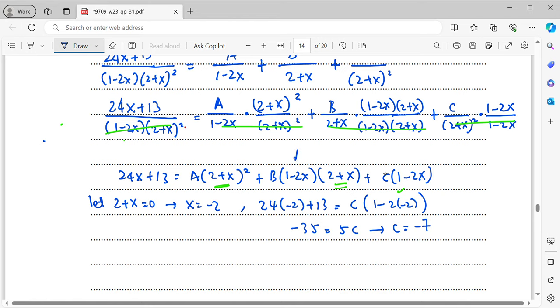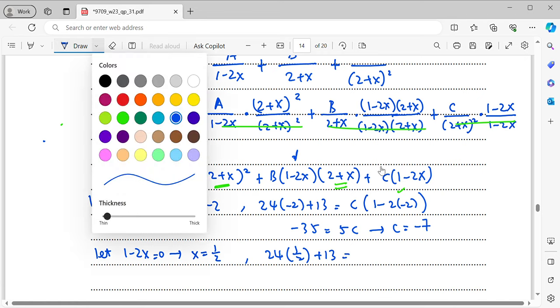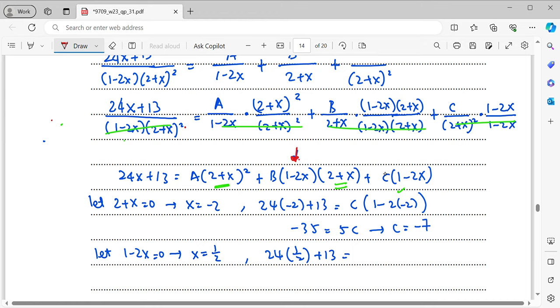Next is to let 1 - 2x be 0, which means now my x is half. So again, substitute half into the whole equation. 24 times half plus 13. Whenever you see 1 - 2x, you can just ignore it, which means I'm finding A now. So it will be A(2 + half)^2. The left-hand side will be 25, the right-hand side is 25 over 4 A. Therefore, my A is 4.